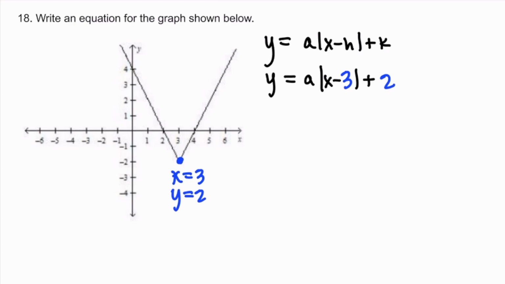And a is kind of the slope of these lines, right? At least in absolute value, if it's pointing up, we're going to see a positive slope. So I go from this point over 1 and up 2. So I know that the slope is 2. I'm going to say 2 times the absolute value of x minus 3, plus 2, that's going to be y, and that's going to be my equation. Had this V shape been going downwards, then it might have been like negative 2 or something like that.